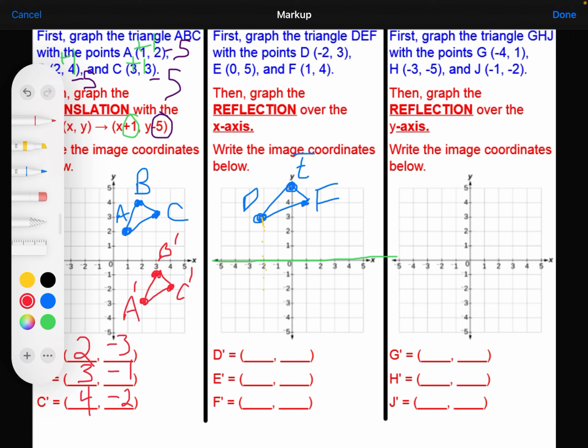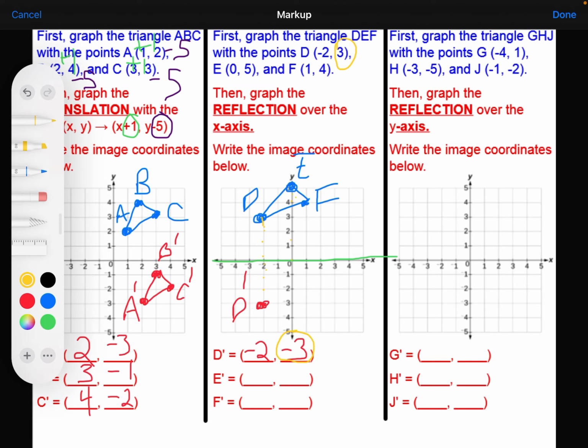So notice point D is 3 spaces above the x-axis, where I drew the green line. I'm going to make a new point D prime 3 spaces below the x-axis. Notice it's still negative 2, but the y number is shifted to negative 3. So take a moment here to notice that my original number here was positive 3, and my new number here is negative 3.